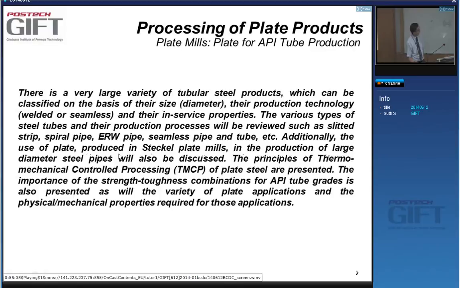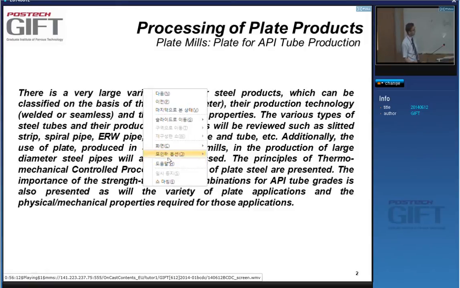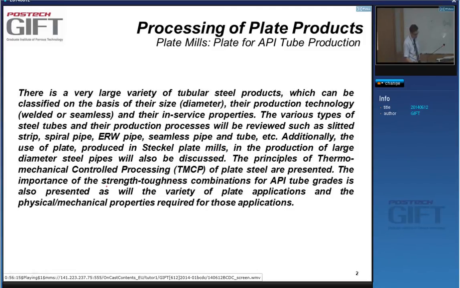The reason being that the demands in certain areas for these large diameter steel pipes, in particular demands coming from the petroleum industry, has led to a very advanced use of thermomechanical controlled processing in the production of these steel plates. And one of the things that's very important for these steels is not only that we need strength, but also toughness. We'll see how this is being achieved, and how successful people have been. So let's have a look at these tubular steel products.